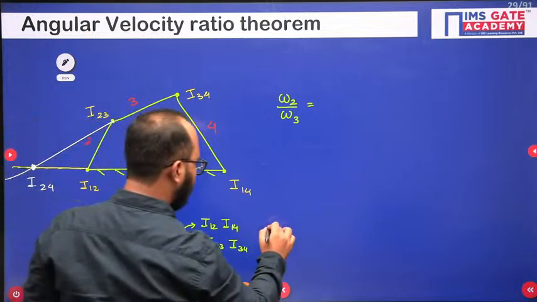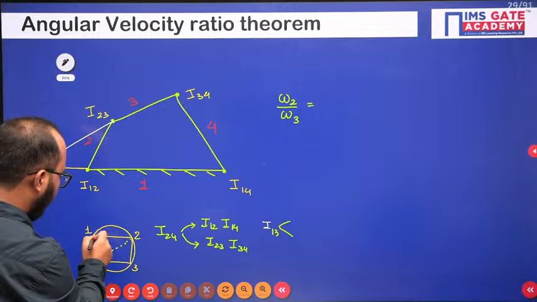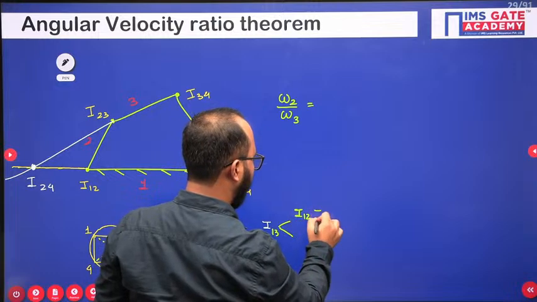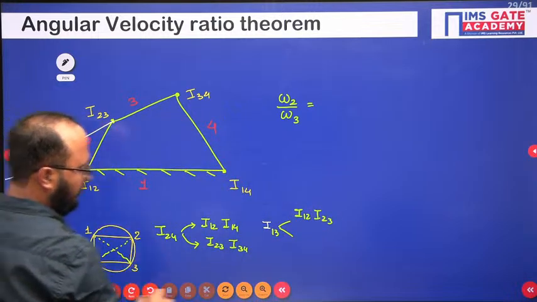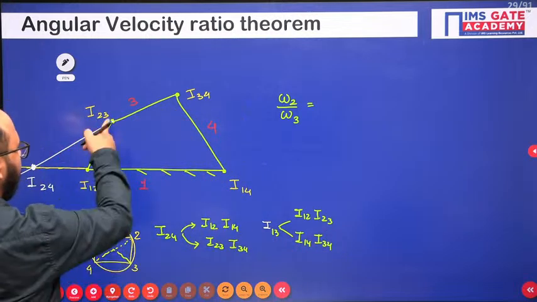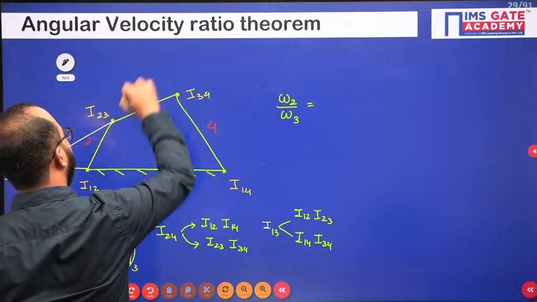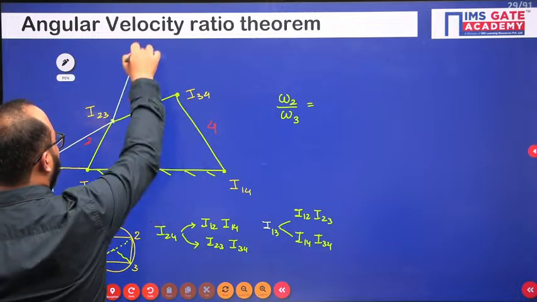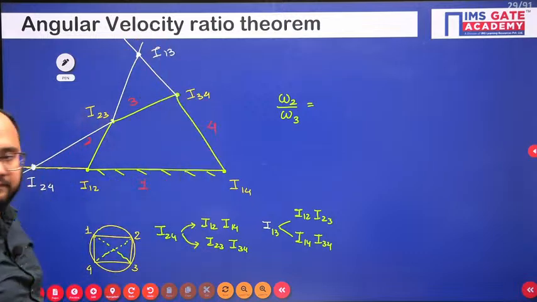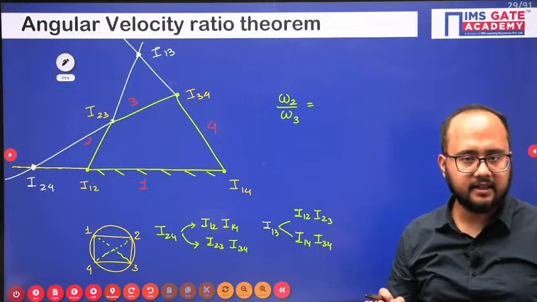A similar approach I will use for I13. From 1 to 3, either 12 and 23, or 14 and 34. So I draw lines through 12 and 23, and through 14 and 34. Wherever these two lines intersect, I will get the I-center. So this is the point I13, right? All the I-centers we have basically located here, correct?